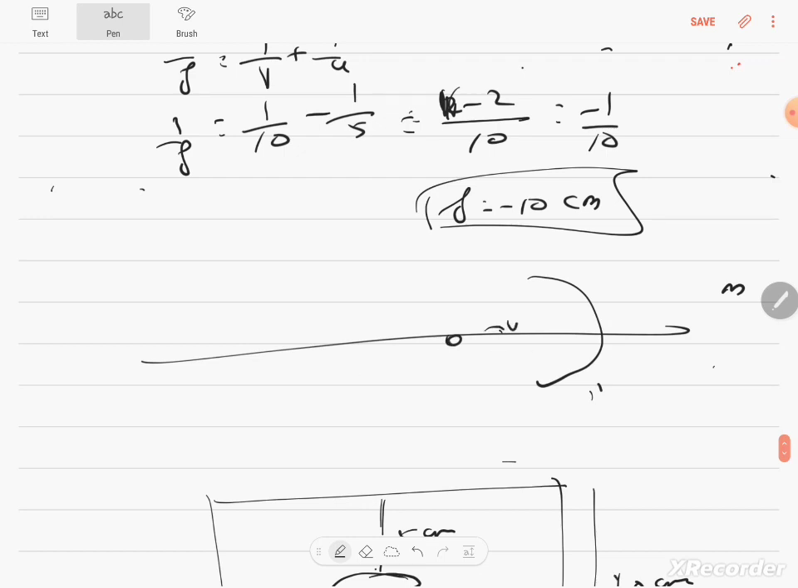which is correct because for a concave mirror, you all know the focal length is to the left. Anything to the left has to be negative. The focal length is negative. The radius of curvature is negative because it's all to the left of the pole. So you understood this. Let's go to the next question.